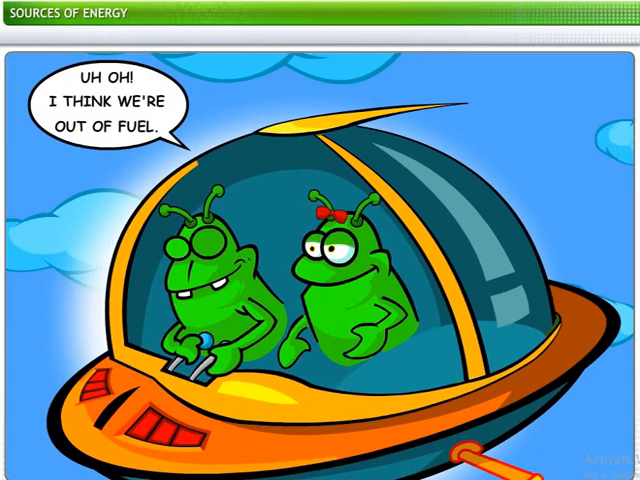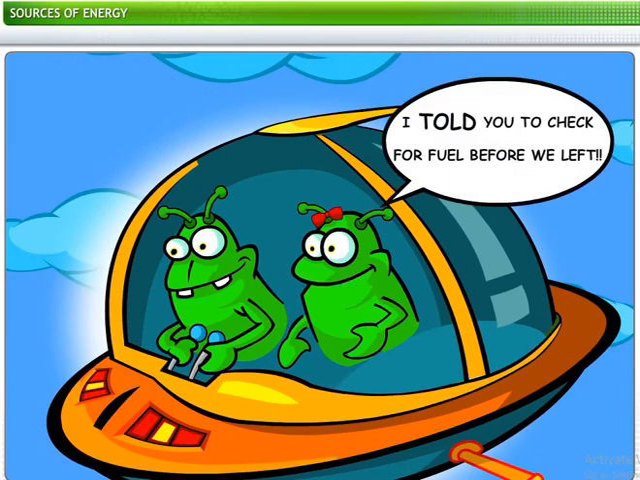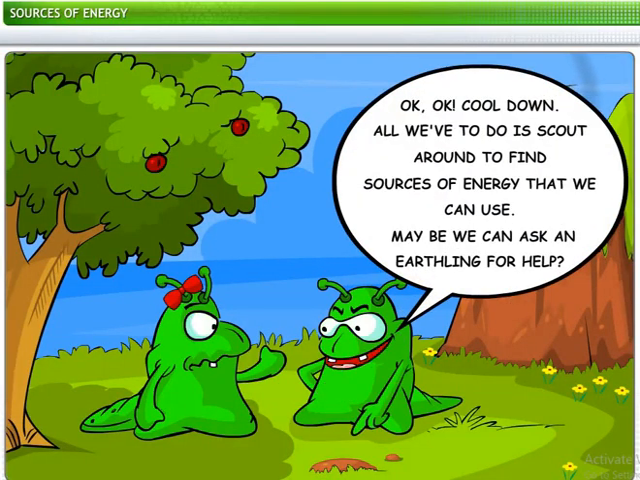Uh-oh, I think we're out of fuel. I told you to check for fuel before we left. Okay, cool down. All we have to do is scout around to find sources of energy that we can use. Maybe we can ask an Earthling for help.